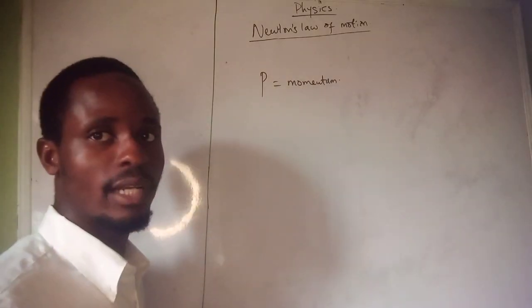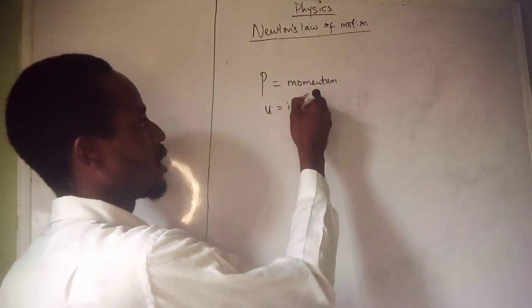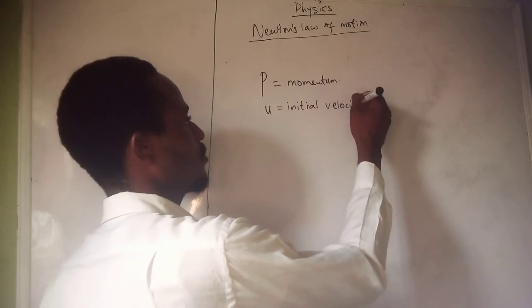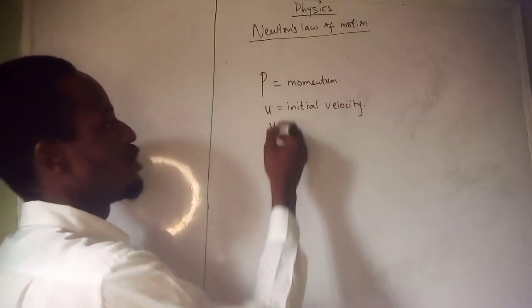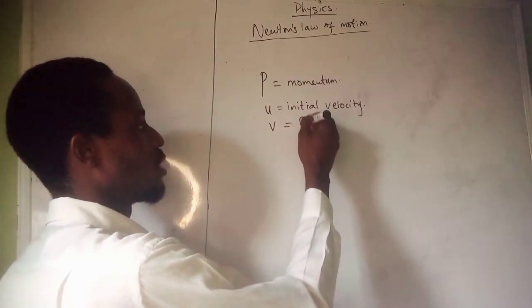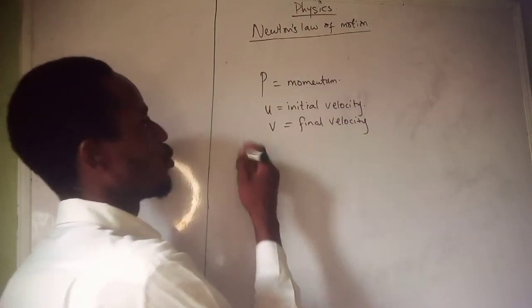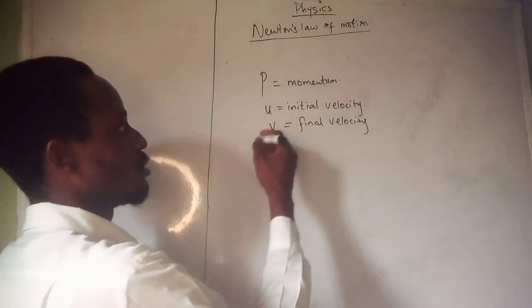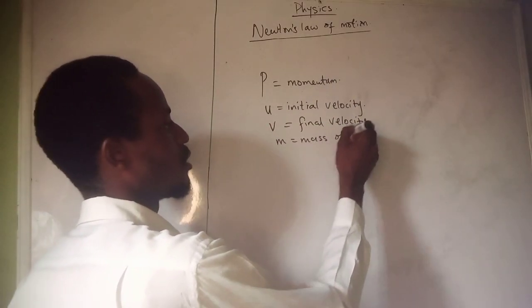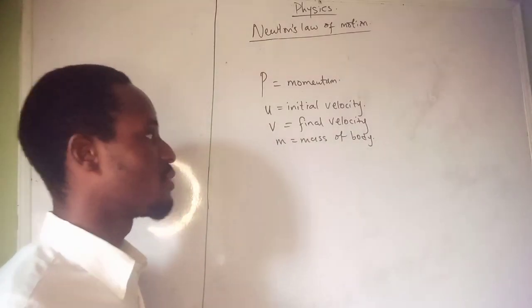Just like I told you, you can have an initial speed. So let's say u is initial velocity. Then when you change your speed, that is when you start motion, you have v, which is the final velocity. So which means your momentum changes, and your mass is m, the mass of the body. Are you getting it now?